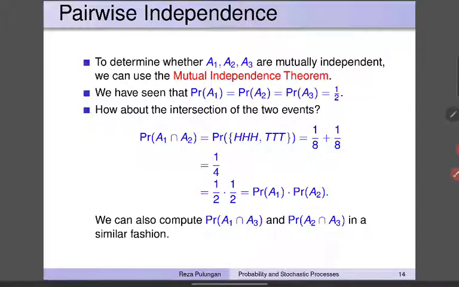Now, to determine whether A1, A2, and A3 are mutually independent, we can use the mutual independence theorem that we have seen before. We have seen that the probability of A1 is equal to the probability of A2, which is equal to the probability of A3, which is equal to 1/2. So what we are going to do next is to look at the intersection of two events. Let's look first at the probability of A1 intersection A2.